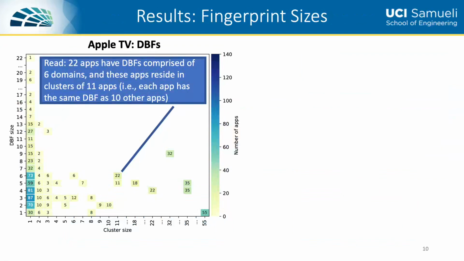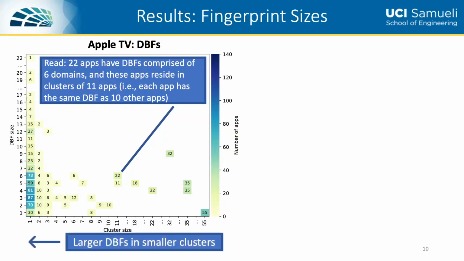To give insights into the distribution of fingerprint sizes and the relation between a fingerprint size and its distinctiveness, FingerprintTV plots the fingerprint size against the cluster size, annotated with the number of apps that fall at each point in this matrix. We see that apps with larger DBFs generally fall in singleton or small clusters, which is what you'd expect, as a larger fingerprint is more likely to be unique.